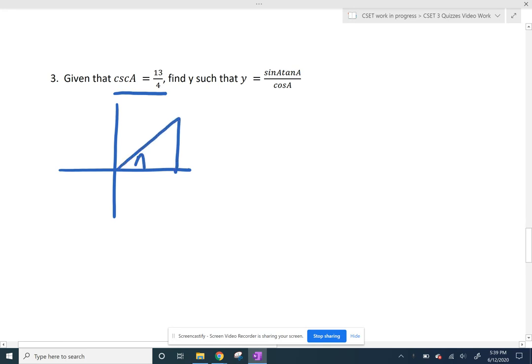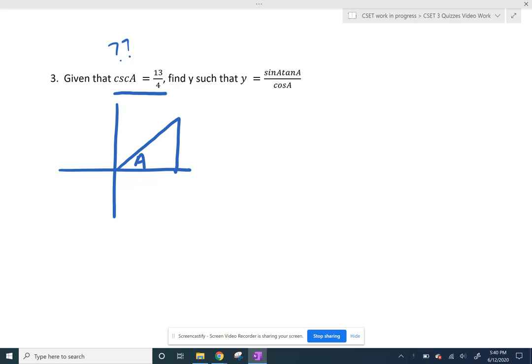So I want to draw it in the first quadrant, even though they did not specify. Maybe it doesn't matter. I'm not sure. So it could be a fault in the problem. I'll check that soon. Or maybe it doesn't matter. It's going to balance out. It's going to be positive or negative no matter how we draw it.